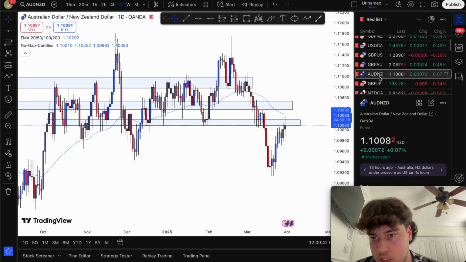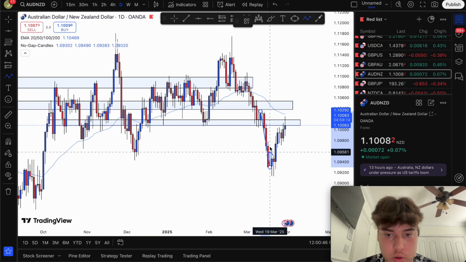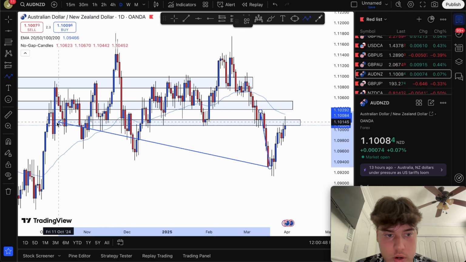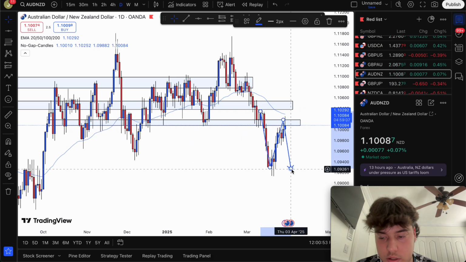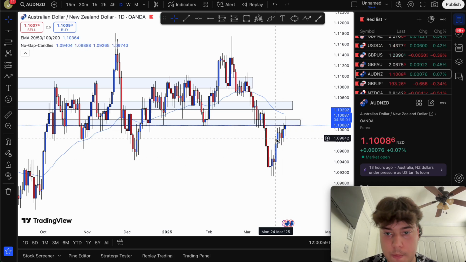So I'll go ahead and show you one of the pairs that I'm very interested in this next week. This is AUD NZD. We had shifted structure. We created a new lower low, and then I wanted price to reach this area of interest to then sell. Ever since we broke here, I was waiting for a retest, and we finally got it after a week and a half of waiting.